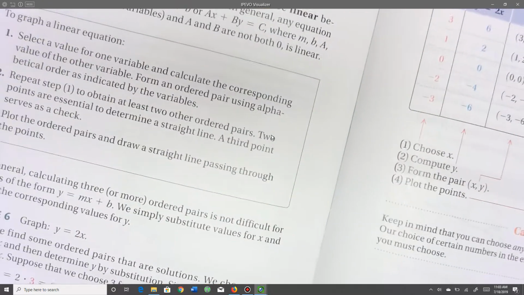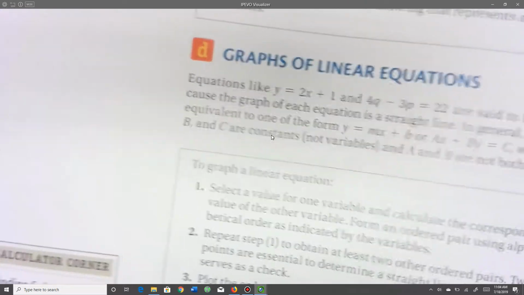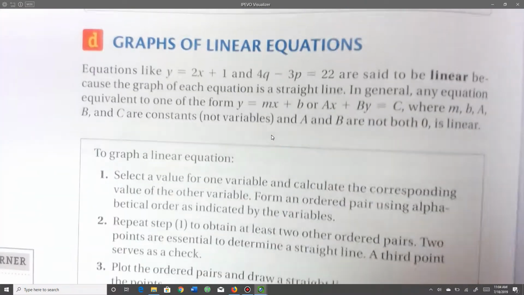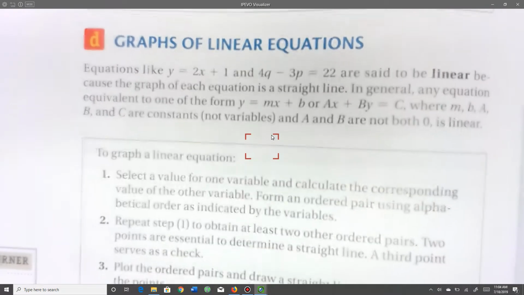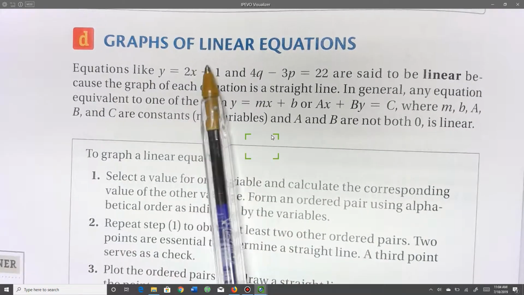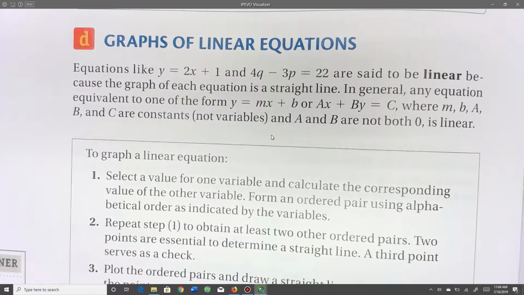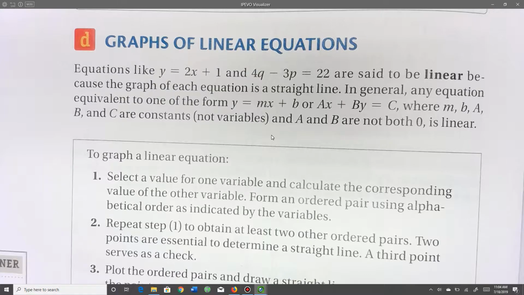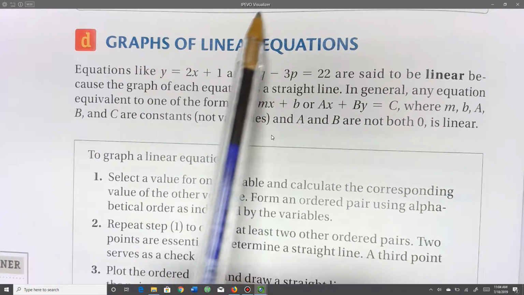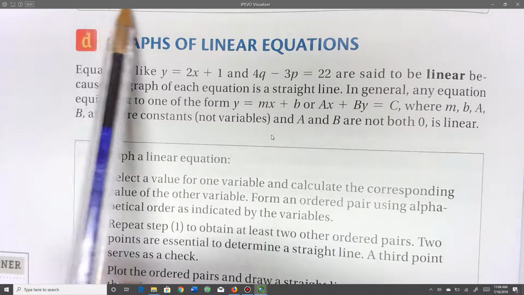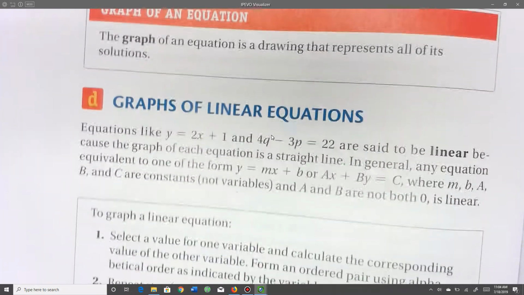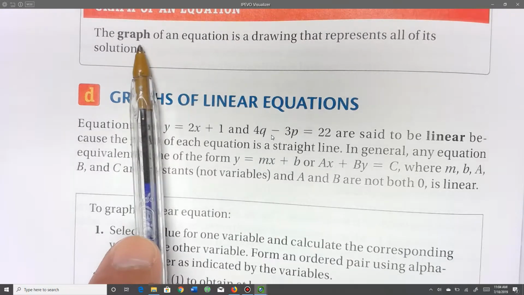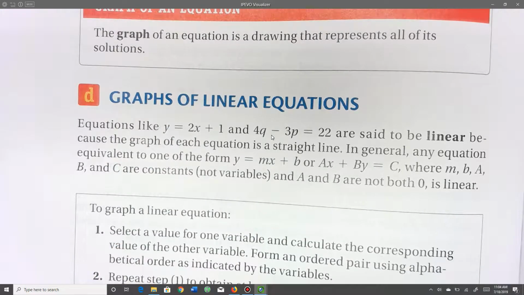Section D. Okay, there you go. So we're going to be working with graphs of linear equations. Well, we still are working with graphs of linear equations. From equations, the geometry represents all equations. Well, if you didn't already get this, make sure you understand what that is.